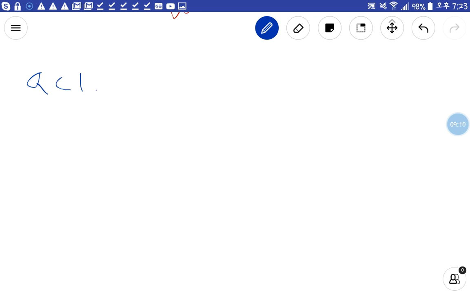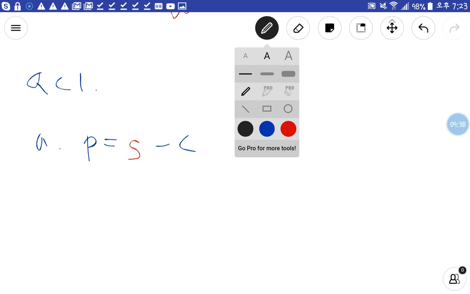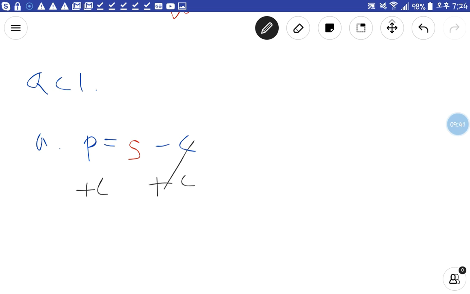Alright, quick check 1 on page 382. Solve for the variable indicated in red, which means you're going to isolate the letter in red alone. So A, I have P equals S minus C. My red color is S. So now I don't want to have a minus C right next to S. What should I do? Plus C on each side. Then I can isolate S alone. S equals P plus C. Or you can say S equals C plus P. It doesn't really matter.